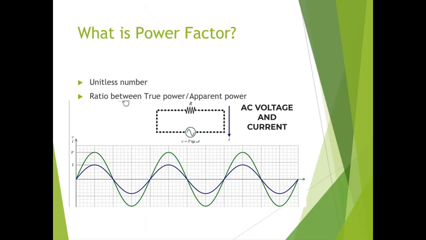Power factor is a unitless number that tells us how efficiently the electricity is being used in an AC circuit, like in a building or an electric motor. It is the ratio between true power, the power that does the useful work, measured in kilowatts, and apparent power, which is the total power supplied.